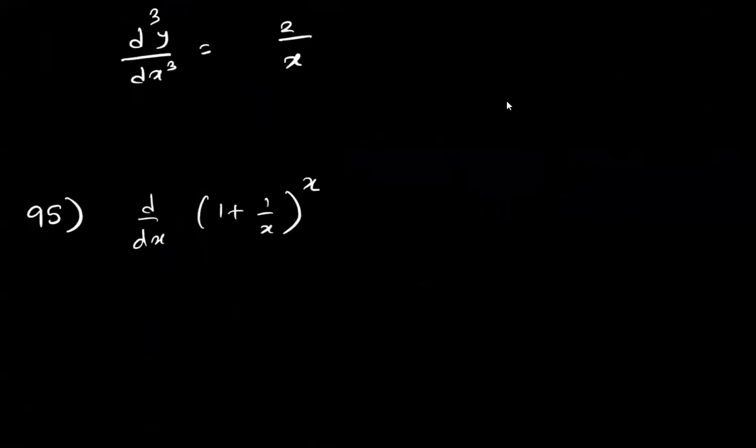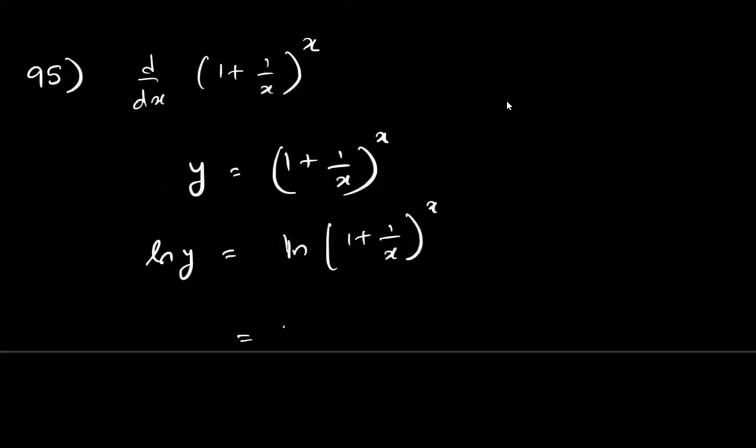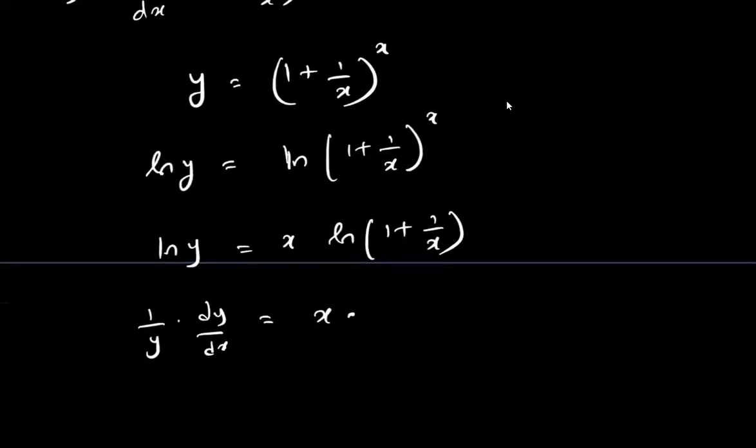Here I'm going to use logarithmic differentiation. So the first thing I'm going to do is take ln on both sides. So then this x can become the coefficient. I take the derivative now. I use the product rule followed by the chain rule.